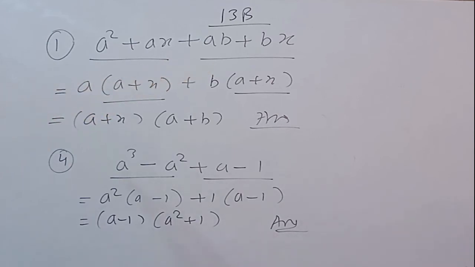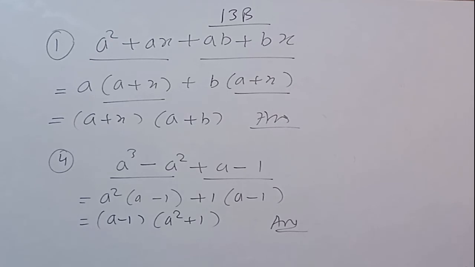So now we have two terms in the next step: a(a + x) + b(a + x). Whenever we inspect that, a + x is the greatest divisor, common in both terms, so we take it outside. So a + x outside, and inside the other bracket we will have a + b. In that manner you will do question number 1.